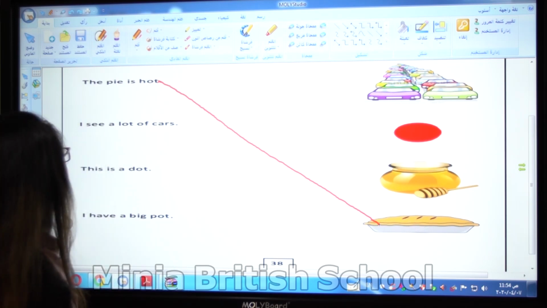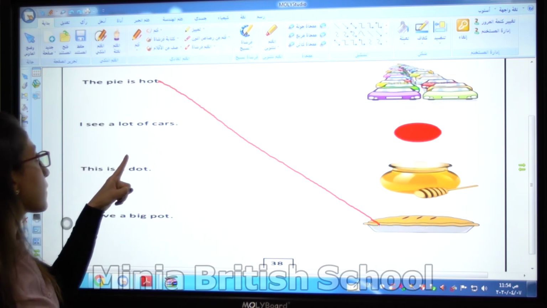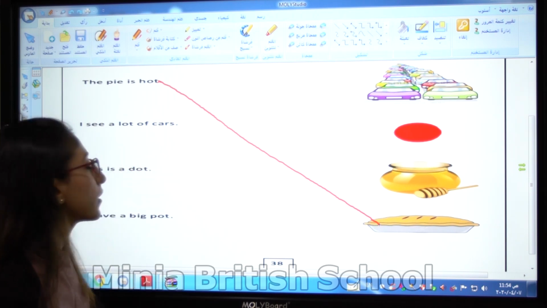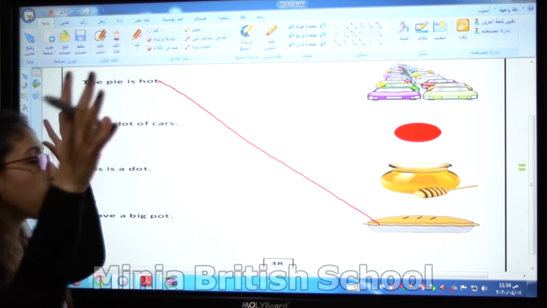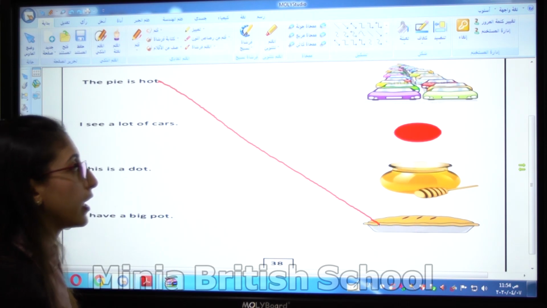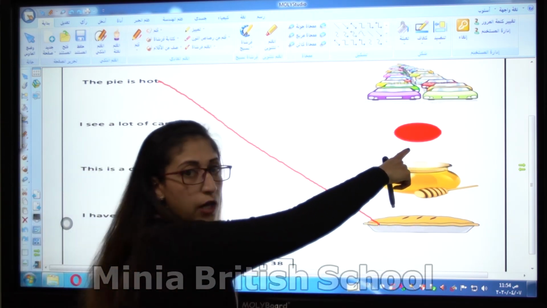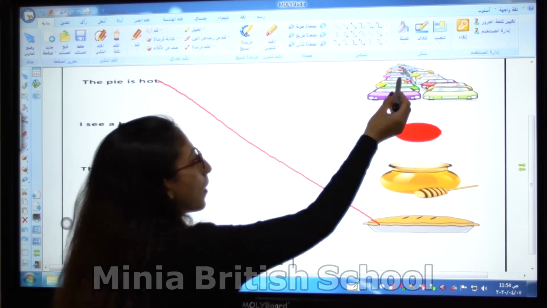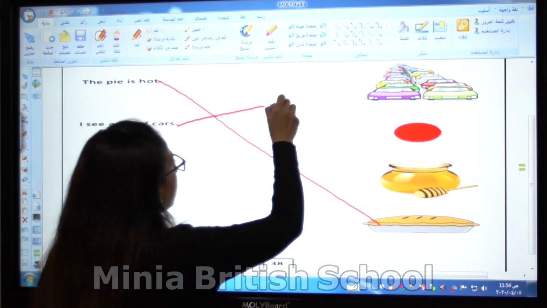Another sentence. I see a lot of cars. I see a lot of cars. Okay, where is a lot of cars here? This is a lot of car? No, but this is a lot of cars. Excellent. Make a line.